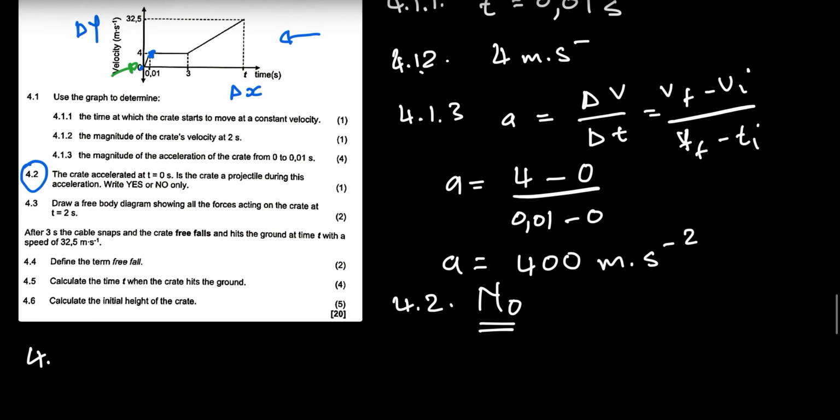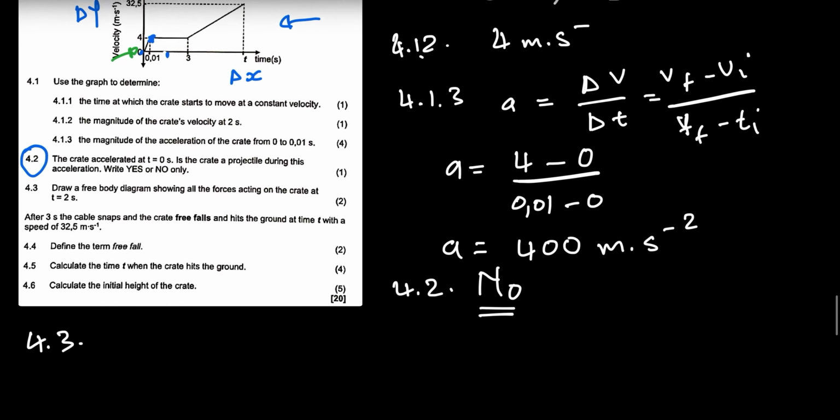Now 4.3 says we must draw a free body diagram showing all forces acting on the crate at 2 seconds. At 2 seconds, remember, it is at this point. At this point, that is when the crate was released. Let me just try to make an example. Remember, we have a crane. A crane is something that has a hook like this.